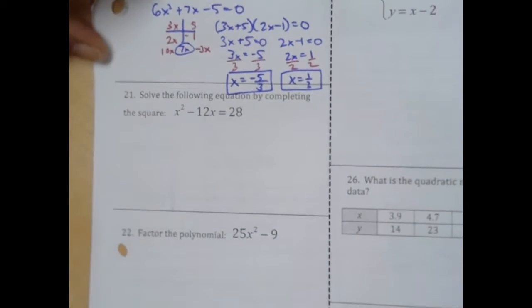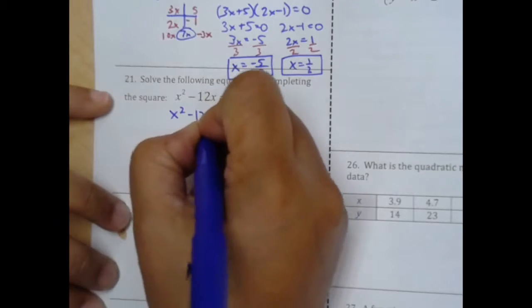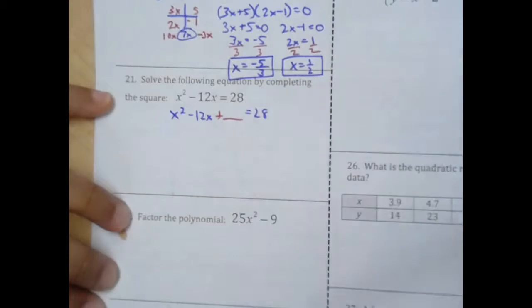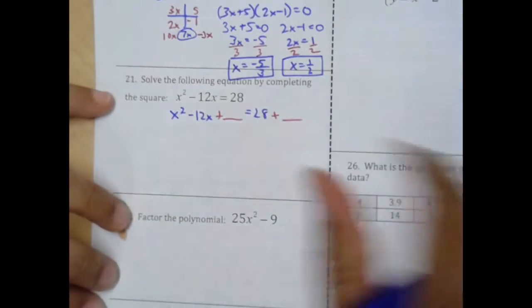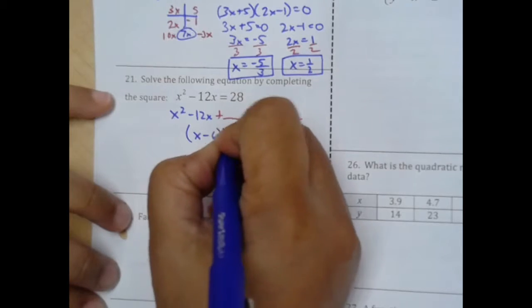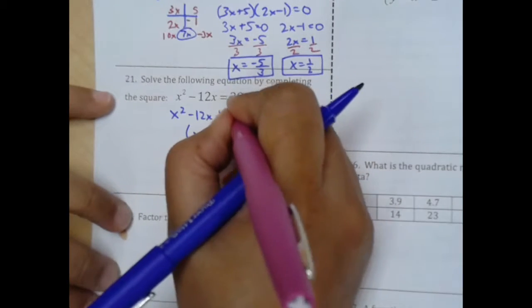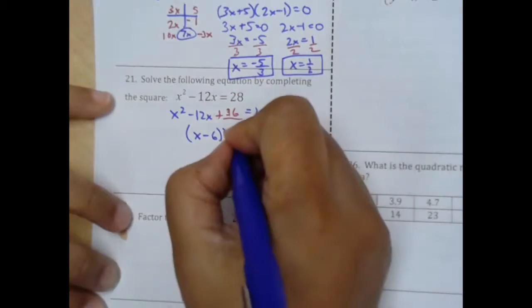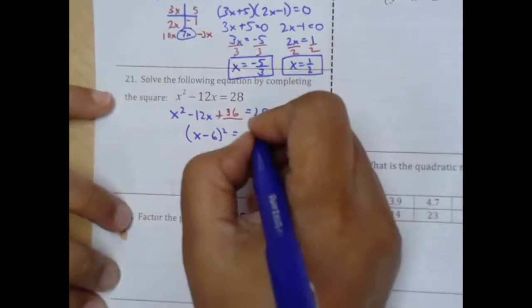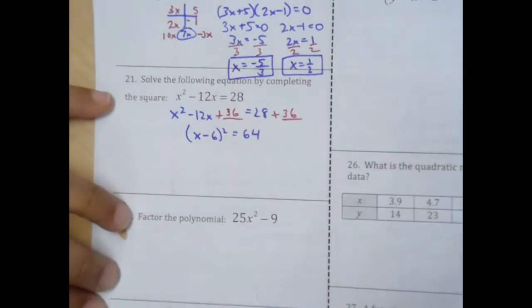The next one says solve by completing the square, so that's the plus blank thing. X squared minus 12x plus blank equals 28 plus blank. And then I'm going to take half of the b, which is negative 6, square that, gets you a 36. That's the blank. And then 36 goes into both blanks. Add these together and you get a total of 64.